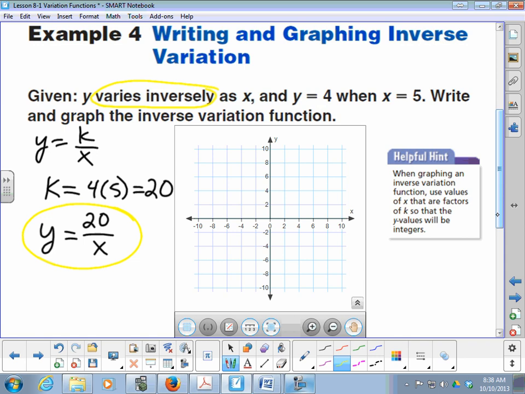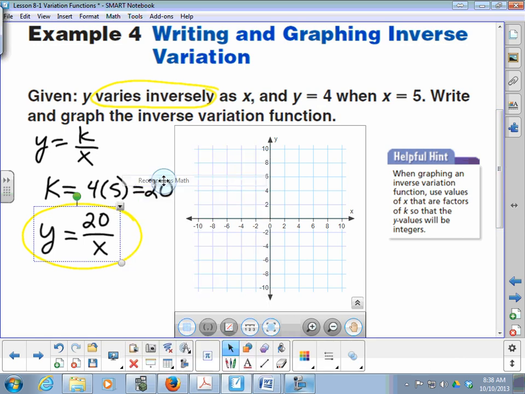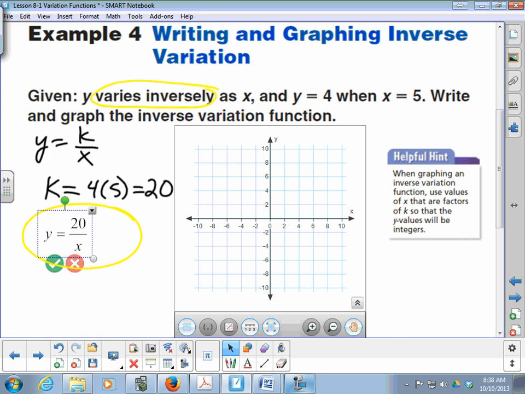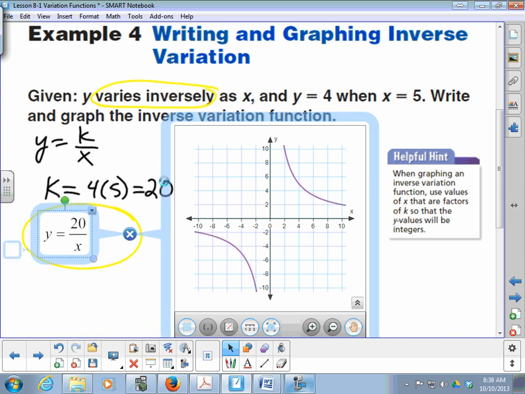So we're actually going to have asymptotes in this case, because this graph then looks like this. Because is the graph ever going to touch the x-axis? Is it going to touch the y-axis? No, okay, so make sure your graphs don't do that.